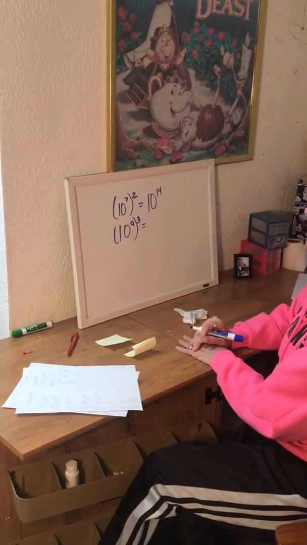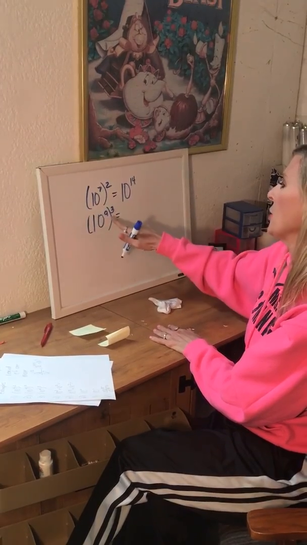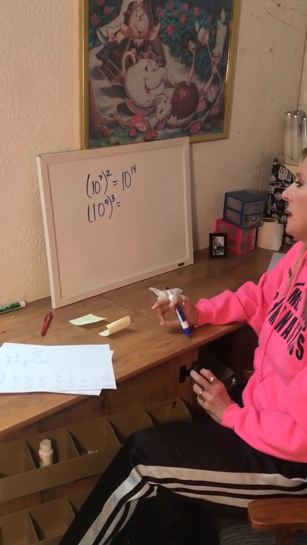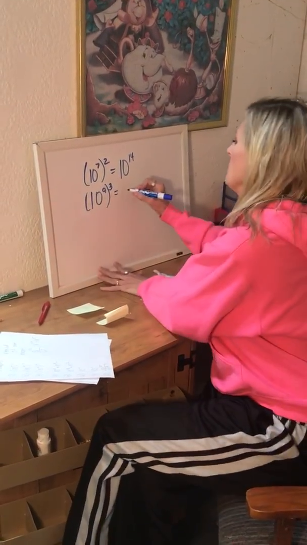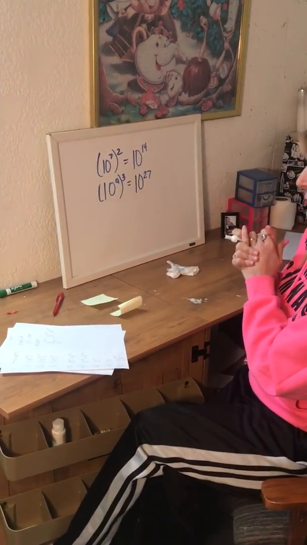10 to the 9th power to the 3rd. What is 9 times 3, somebody? 27. So that would be your answer. 27. Good job, good job.